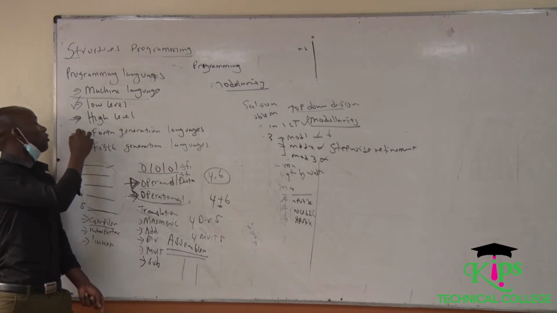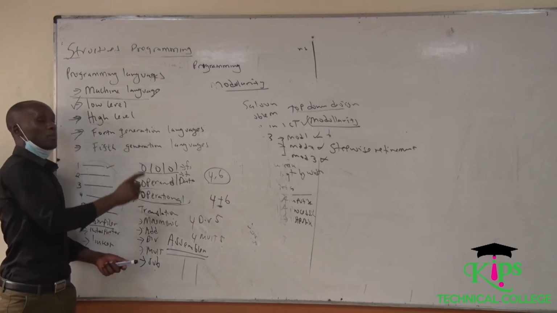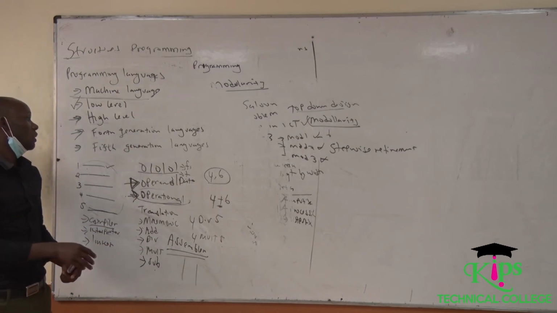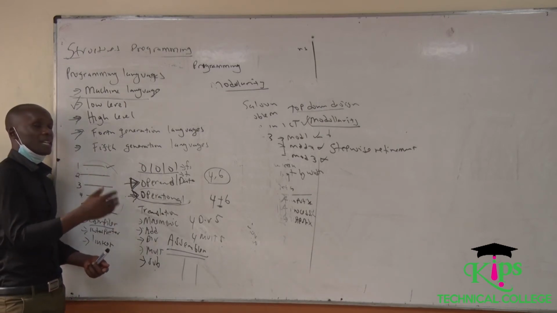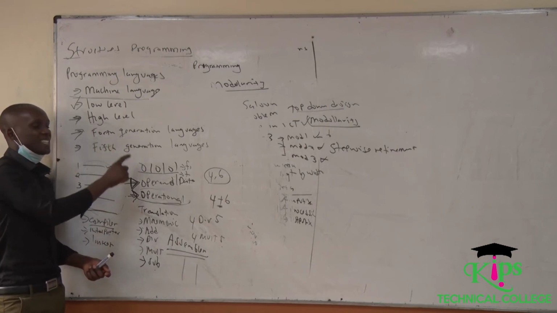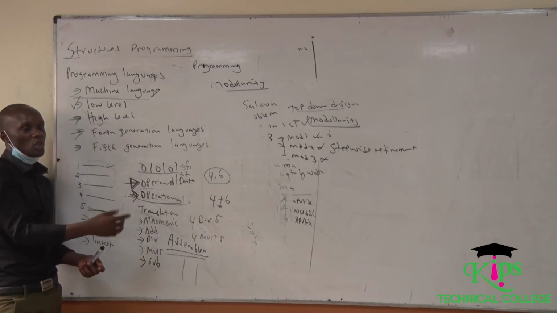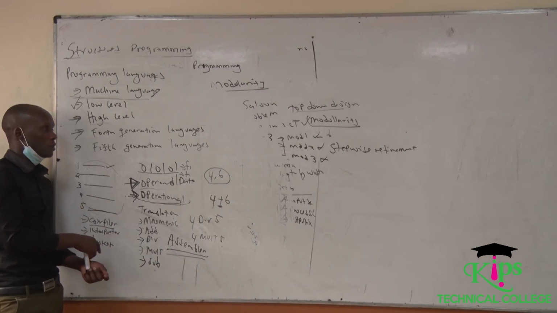Then you can proceed to fourth generation languages. These are programming languages that basically enable the programmer to come up with programs that run on the internet. This one is for creating applications that run on the internet via what you call a web browser. Internet refers to the physical connection of computers.